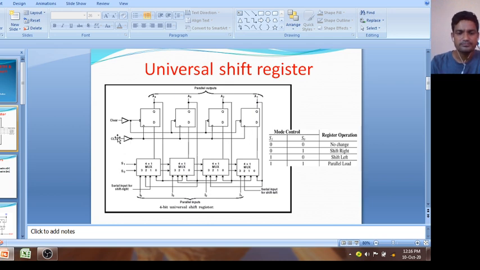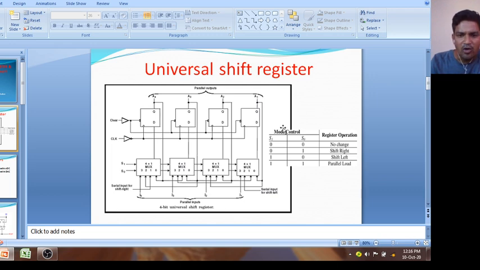Now the output of this goes to this, similarly the output of this to this, the output of this to this, the output of this to this. Now come to 0 0. When its value is 0 0, you can take this Q as the output here.